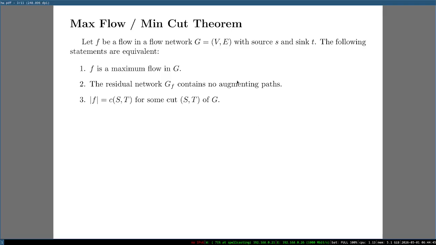So, here's the theorem. Basically, this is kind of a redefinition of a flow network, just for convenience. We have three equivalent statements. F is a maximum flow. The residual network contains no augmenting paths, and the value of the flow is equal to the capacity of some cut. We don't necessarily know which cut, but there exists a cut.